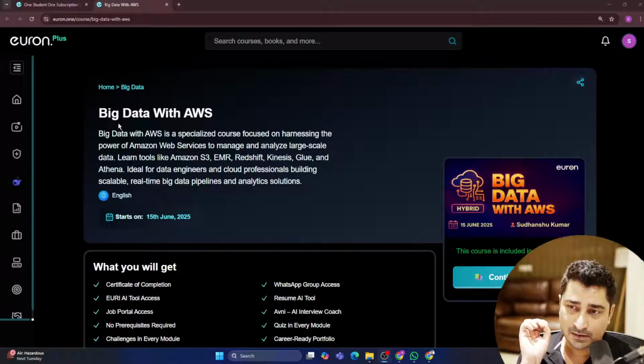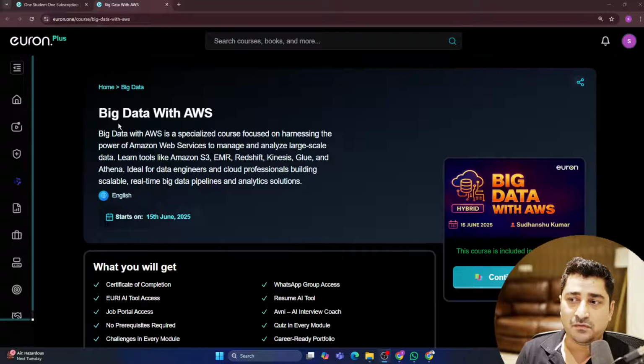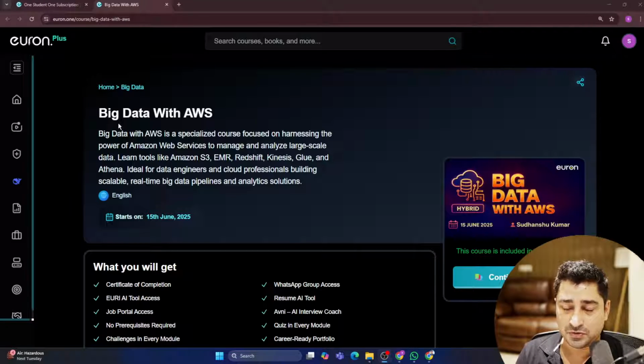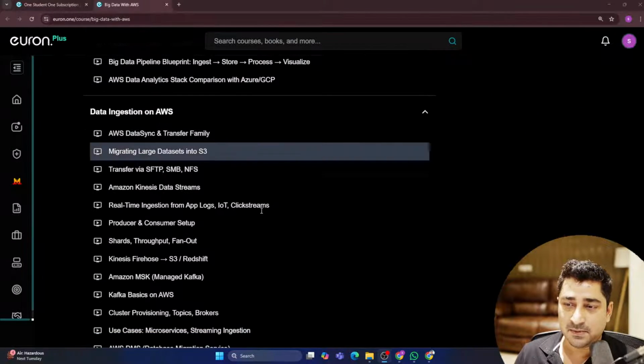Now, in this Big Data with AWS series, we are obviously going to talk about core big data principles, but along with that, we will majorly focus on all kinds of AWS services that we generally use inside a big data system design. Keeping that in mind, this entire syllabus has been prepared.